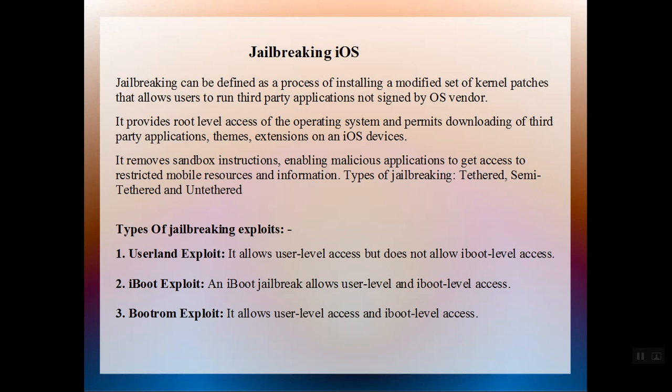Now, what are the types of jailbreaking exploits? There are three types of jailbreaking exploits: userland exploit, iBoot exploit, and boot ROM exploit. Userland exploit. It allows user level access but does not allow iBoot level access. iBoot exploit. An iBoot jailbreak allows user level and iBoot level access. Boot ROM exploit. It allows user level access and iBoot level access.